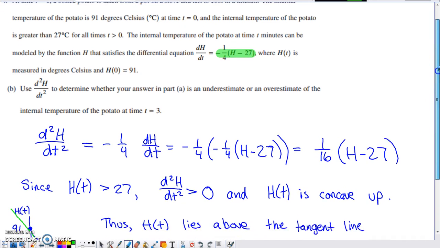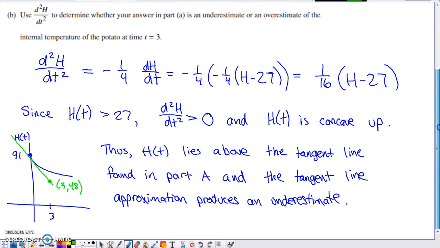Well, how does that allow us to decide whether or not we're dealing with an overestimate or an underestimate? Well, think about what we did in part A. We used the tangent line based at the ordered pair (0, 91). So here's the equation of that tangent line. We took the y value from that tangent line at 3, and that is not the y value. That should be a 43 there.